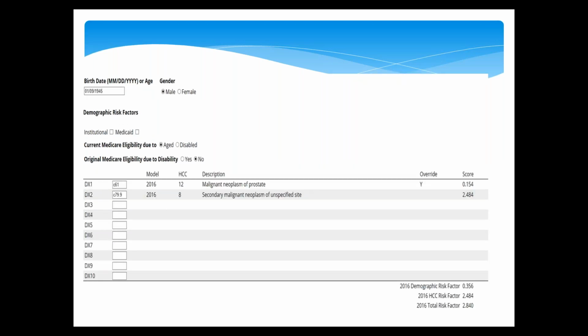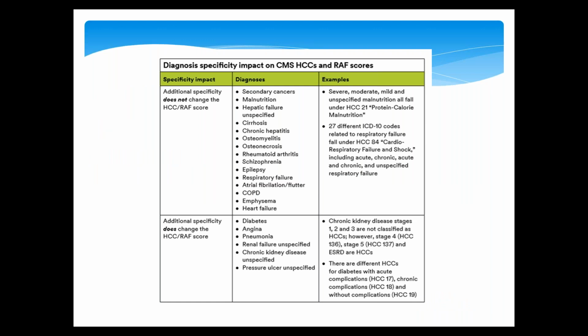And again, just a simple thing: prostate cancer with metastatic to the bone or something like that. If you just put in the secondary code of C79.9, you're going to get a score of 2.484 rather than just a malignant neoplasm of the prostate, which is only 0.154.